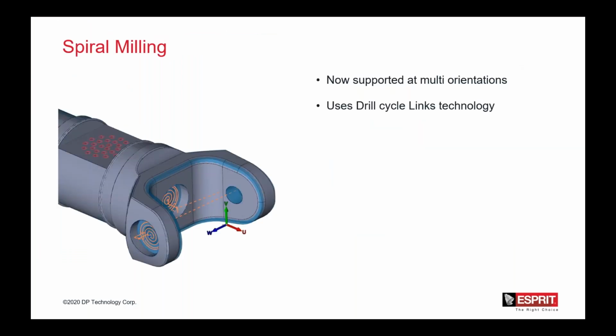Spiral milling is another area with some great improvements. Until now, it wasn't possible to apply a spiraling cycle on holes having different directions. We've improved the cycle so that features that have holes with different directions are now supported all within one operation. And the transition between the holes adopts the same links technology used in drilling cycles. So we can just take a look at that.